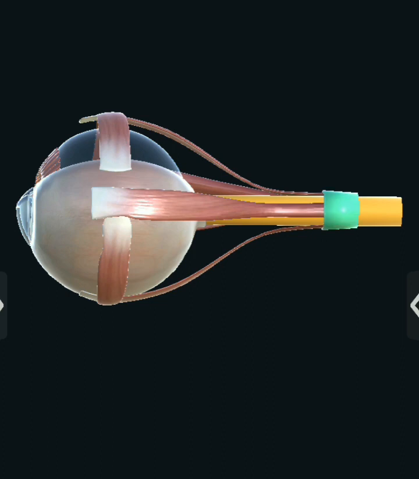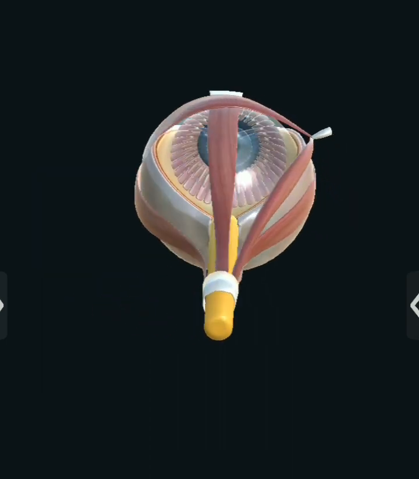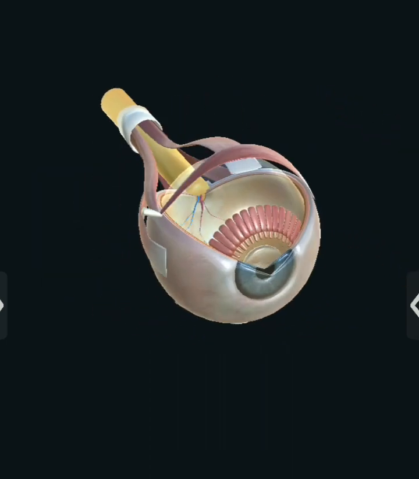Now we have a tendinous ring that surrounds the optic nerve. It is the common origin of the 4 rectus muscles or extraocular muscles. So it was all about the anatomy of the eye.